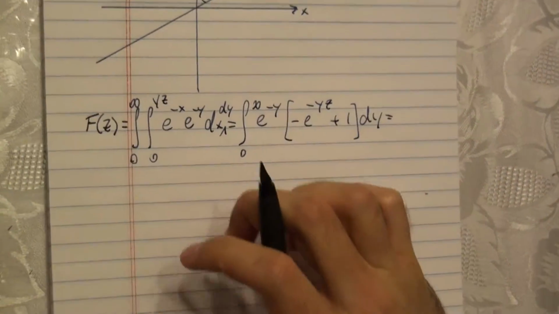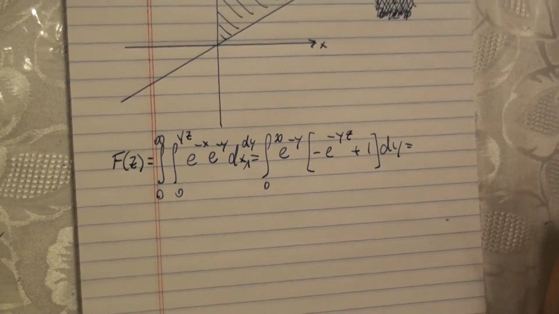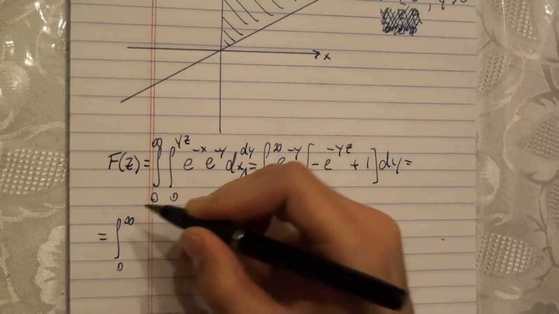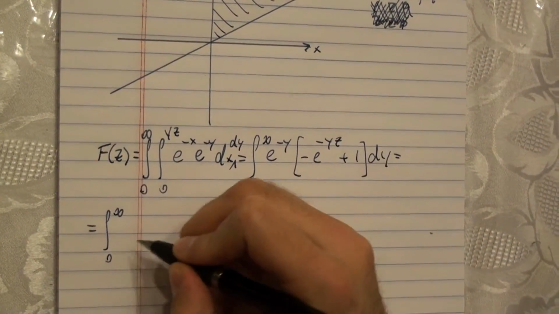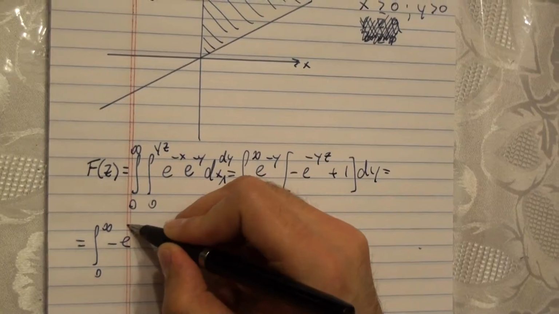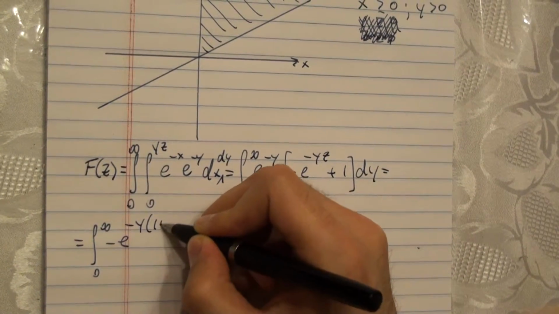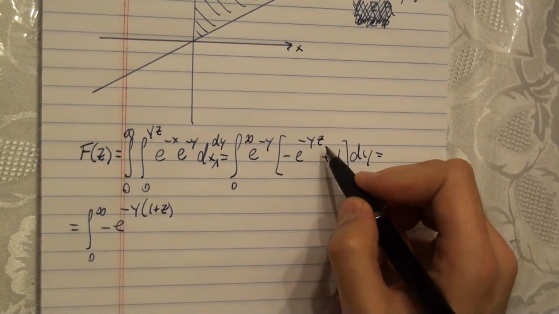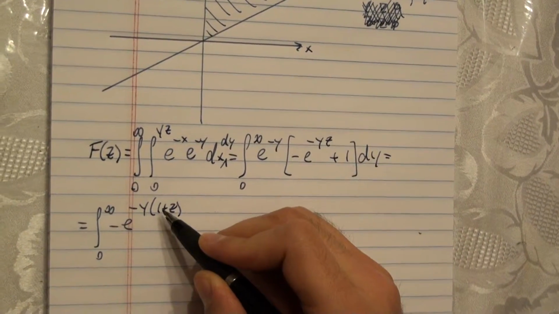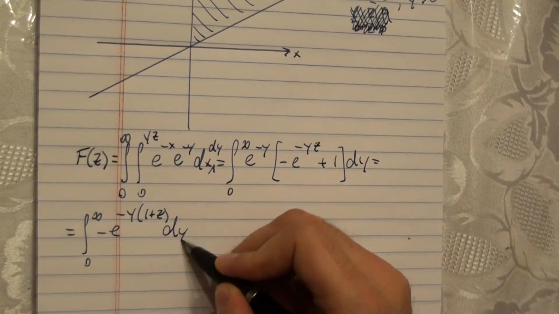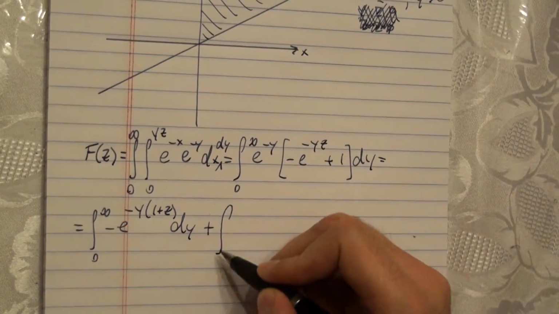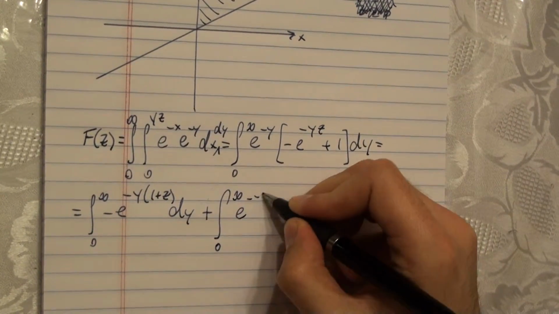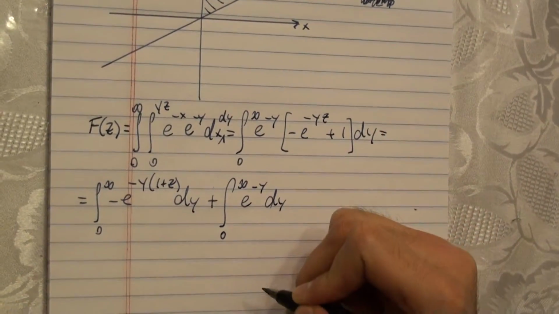So I'm going to distribute the e to the minus y. So I have integral 0 to infinity of minus e to the minus y times e to the minus yz. Right? So it's going to be minus y minus yz. So I took out the minus y, so I get 1 plus z dy. Then I have plus integral 0 to infinity of e to the minus y dy.